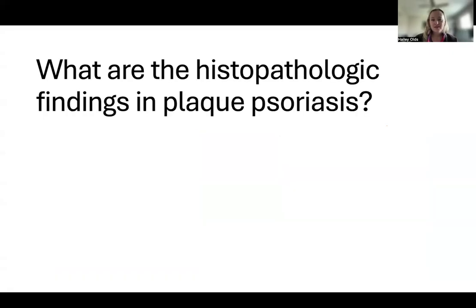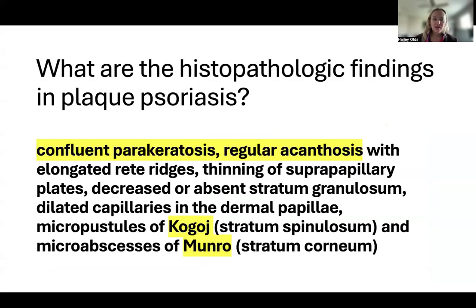What are the classic histopathologic findings in plaque psoriasis? So you see parakeratosis, regular acanthosis, which is thickening of the epidermis, but it's regular in that it's regularly spaced versus sometimes we see it kind of all over the place. And then you have elongation of the rete ridges with thinning of the suprapapillary plate.